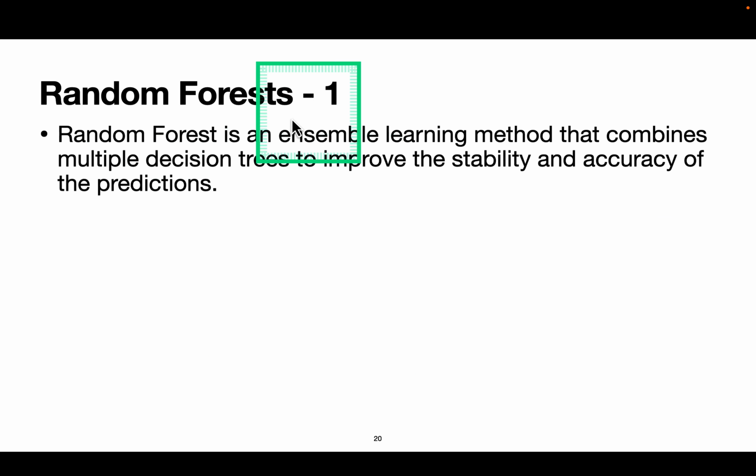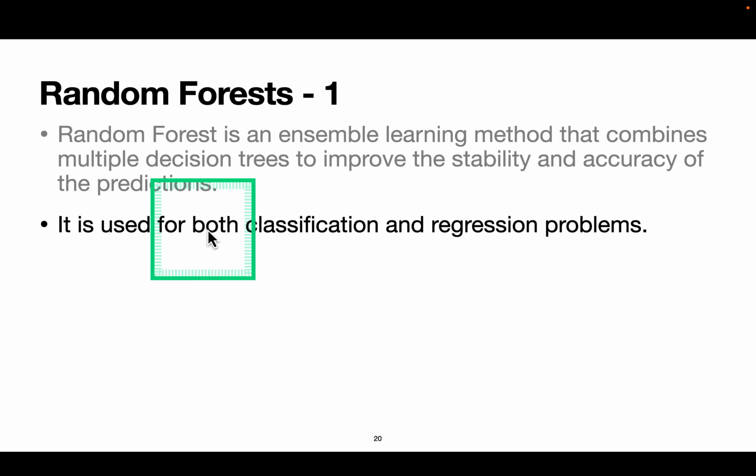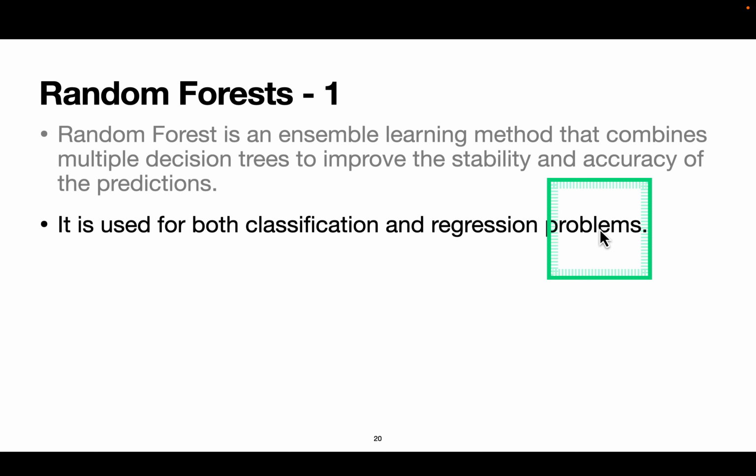So next is random forest. Random forest is an ensemble learning method that combines multiple decision trees to improve the stability and accuracy of the prediction. So this is built on top of decision trees. Basically, you have multiple decision trees, and multiple decision trees make a forest, so it is called random forest. It is used for both classification and regression problems.